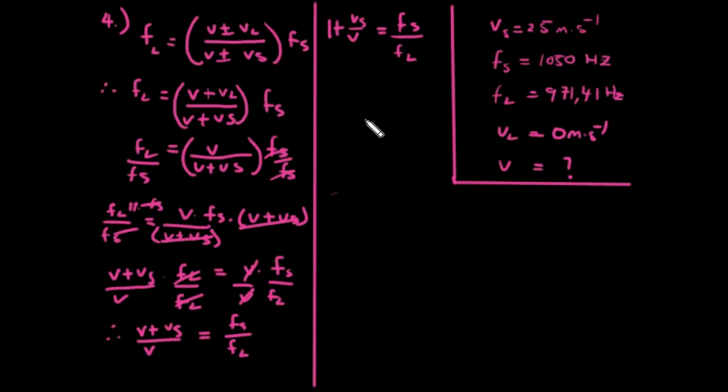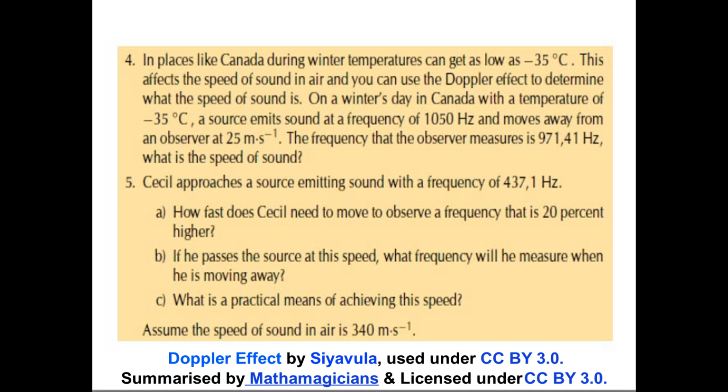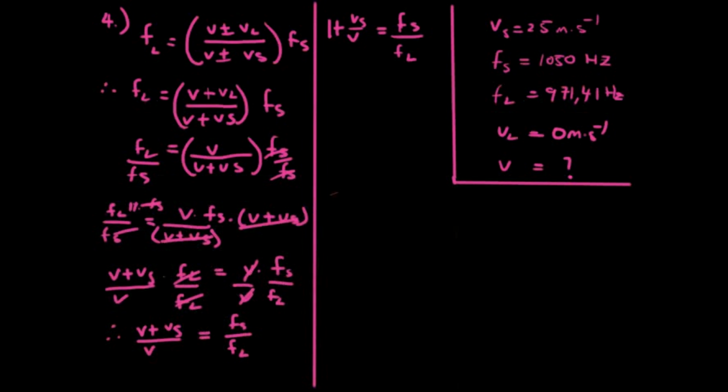All right. Keep in mind, going back to the question over here, that we want to know what is the speed of sound. Now that I have that, I can take this 1 over to the other side. So I'll have vs over v is equal to f of s over f of l minus 1. Now on this side, my 1 transposes into frequencies and not velocities. So I have f of s over f of l minus 1.